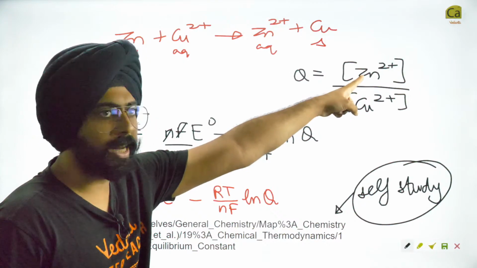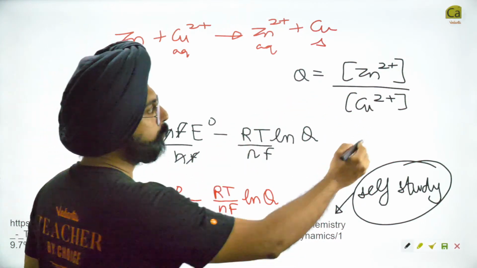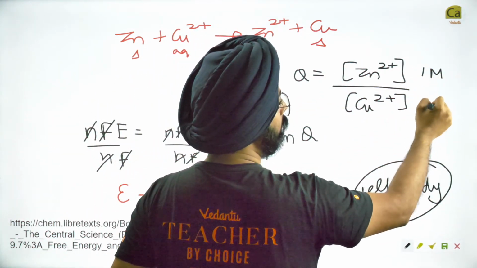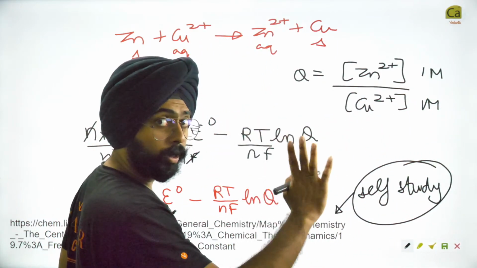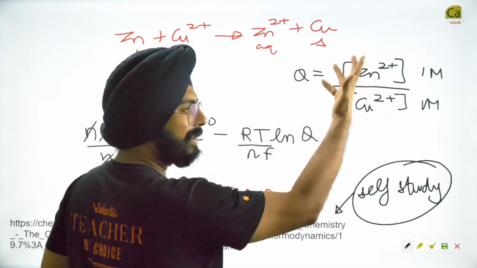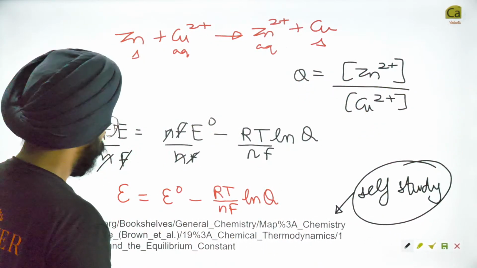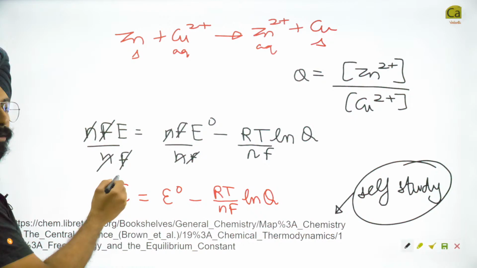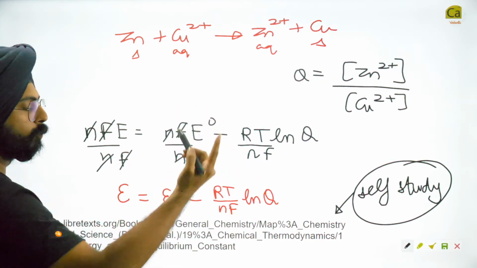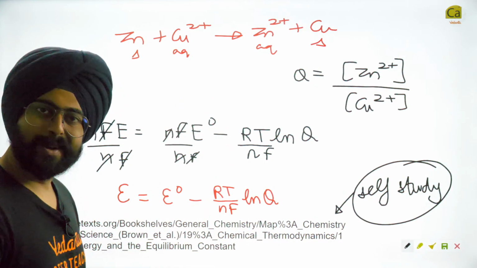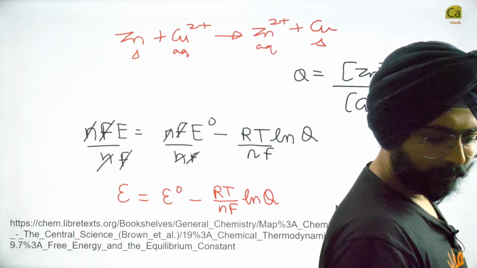When this guy is 1 mole per liter, this guy is 1 mole per liter. Capital M means molar, 1 mole per liter. So when both of these are 1 mole per liter, that is the standard situation. At any other situation, you can calculate the EMF using the standard EMF and this particular formula. You can use this formula.